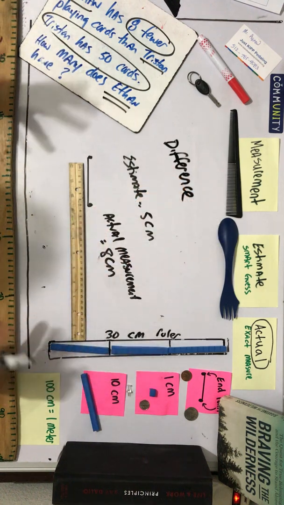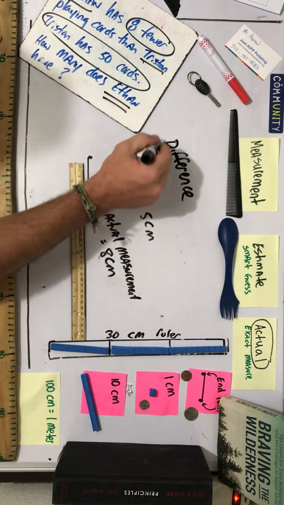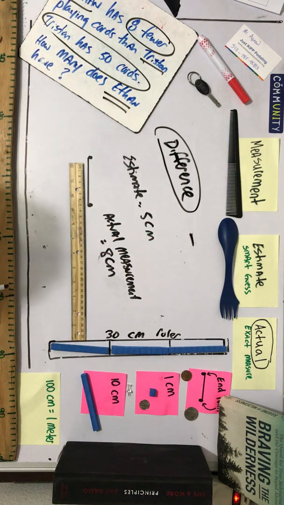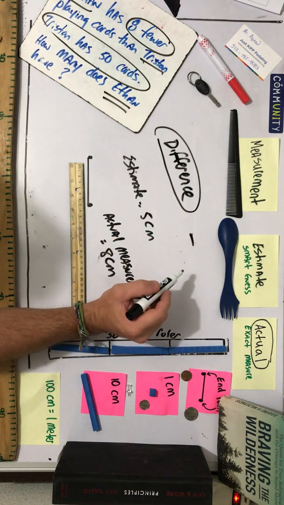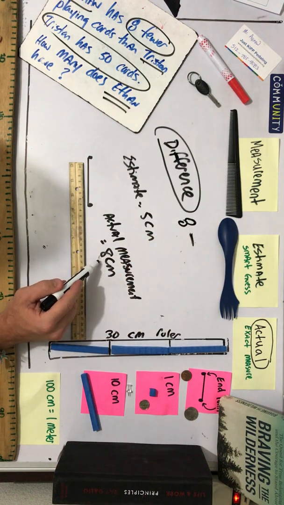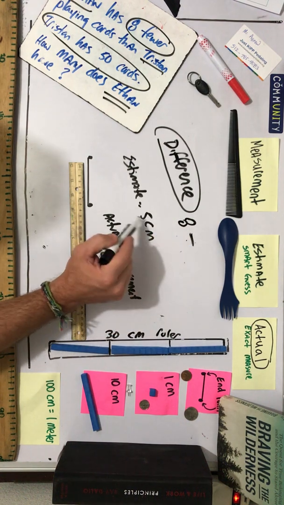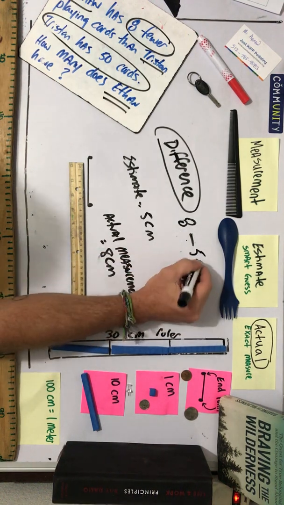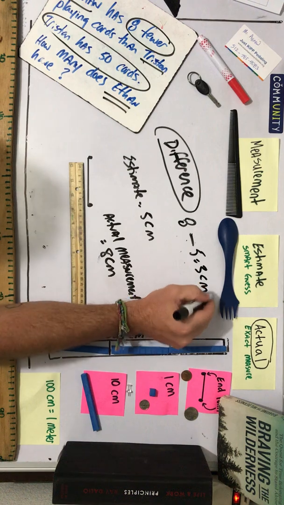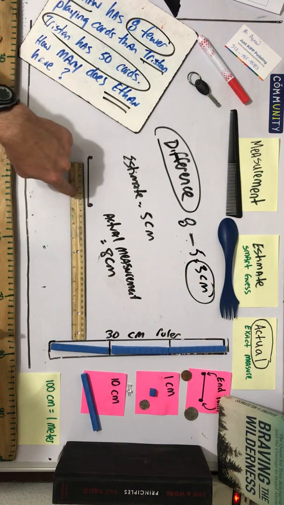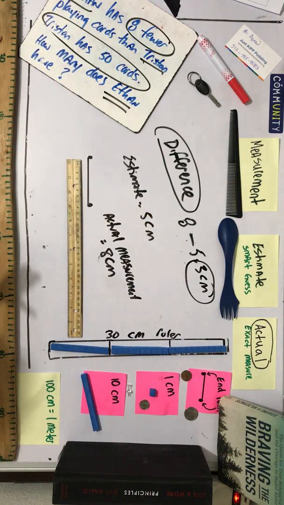You say, well, what's the difference, Mr. A? Anytime you hear that word difference, it's usually meaning subtraction. So let's subtract them both. So my difference would be 8 minus 5. 8 minus 5, 3 centimeters was my difference. If I start comparing my estimate to my actual measurement, the difference was 3 centimeters. Okay?